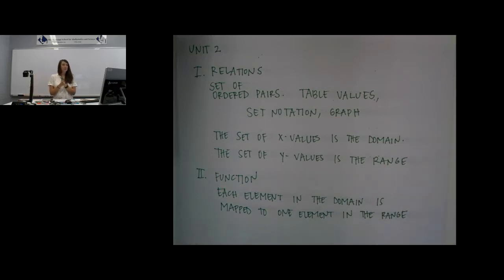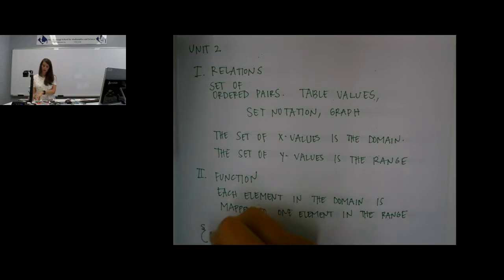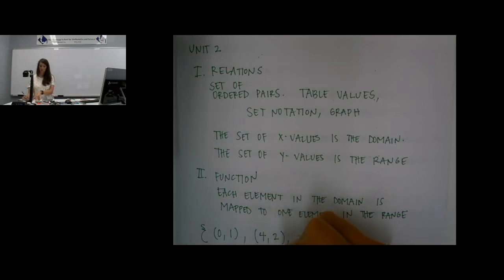A function would be something like the set of ordered pairs 0, 1, 2, 6, -2, I'm making up some numbers here, and 5, 7. This would be considered a function because every x value is mapped to just one y value.